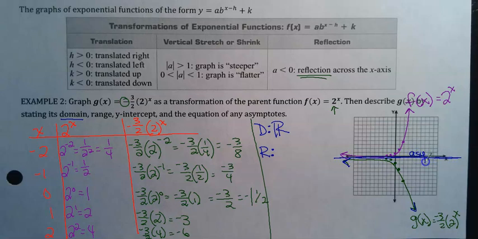So A-S-Y-M-P, that's a funny spelling, right? Asymptote. Okay, so that's where our stopping point is. So our range is going to be our y, such that y is less than 0, because it's never going to be equal to 0 either.